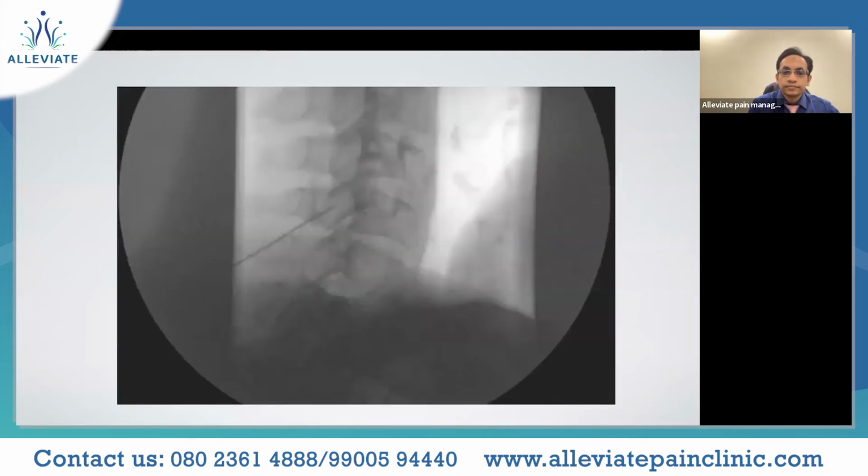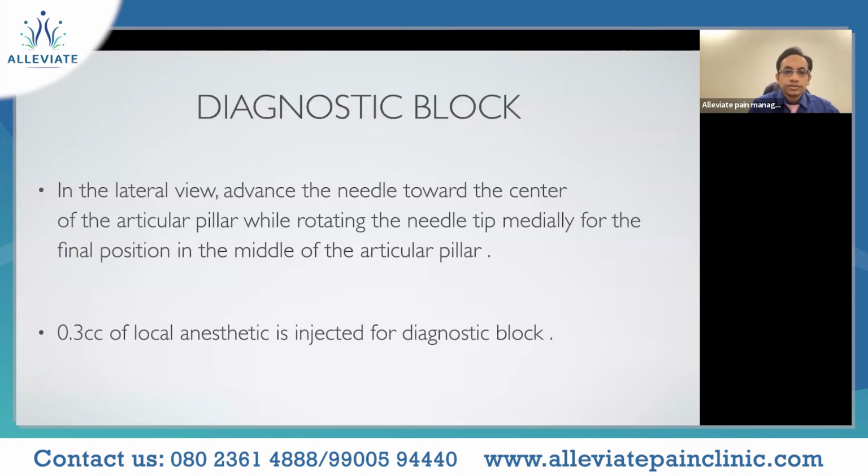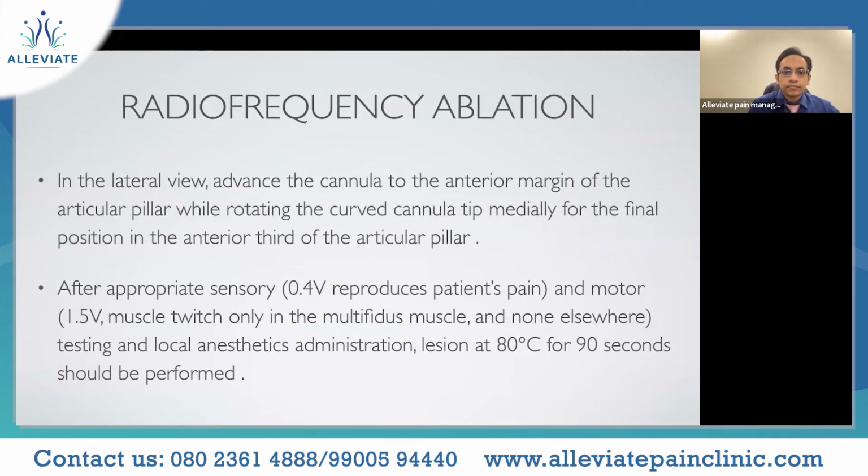Moving ahead. In lateral view, again, you have to reach the centroid of the articular pillar. For diagnostic block in lateral view, advance the needle towards the center. Remember, you're going to inject 0.3 cc of local anesthetic only. For RF, you use an RF cannula. A little bit more ahead compared to the diagnostic block needle, you're going to take the RF cannula.